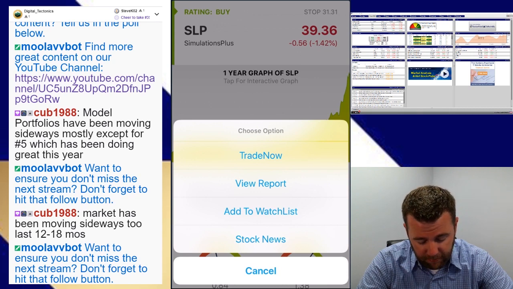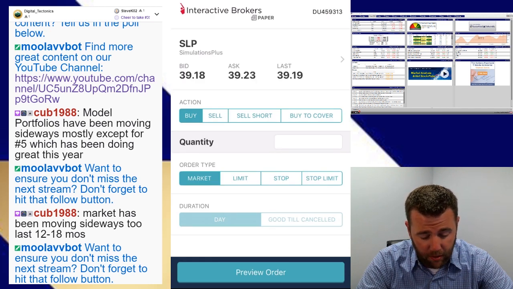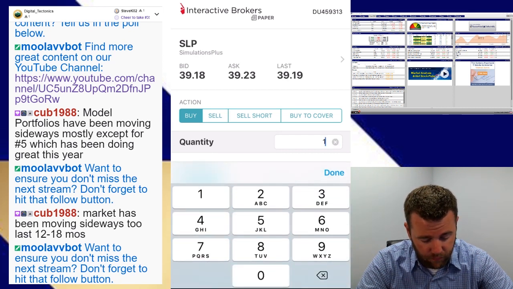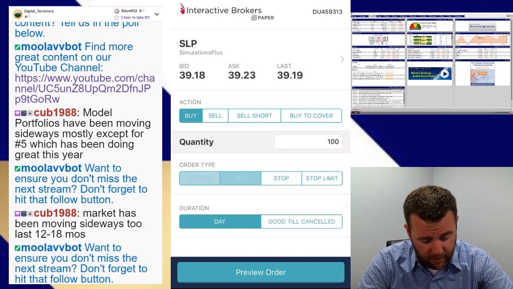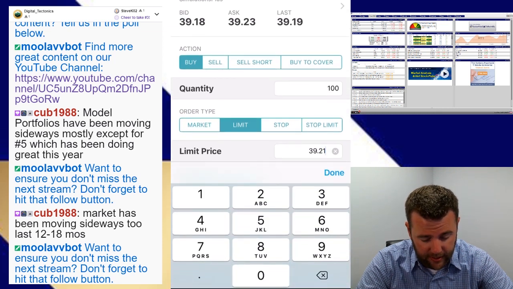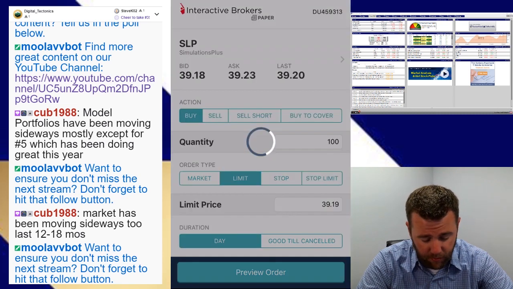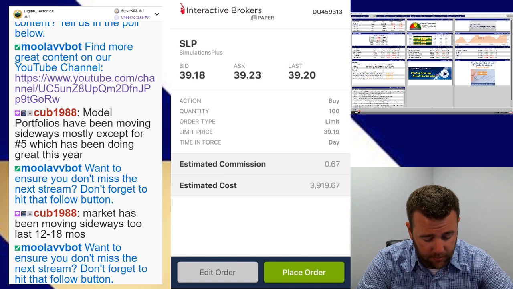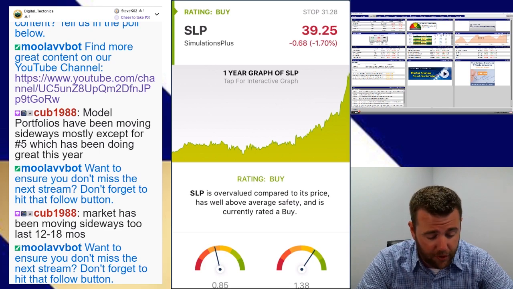I can use the options in the upper right. Go to Trade Now. Here's where I can set up my order tickets so I can buy, sell short, buy to cover. Quantity, let's say 100 shares. There we go. I can change my order types right here as well. Trading at 39.18. Let's go limit for 39.19. Then you can choose your duration, good till canceled or day. I'm going to use day, preview order. Get a confirmation, place a trade. So just as easy as that, you can instantly send your trades right over to your broker account.